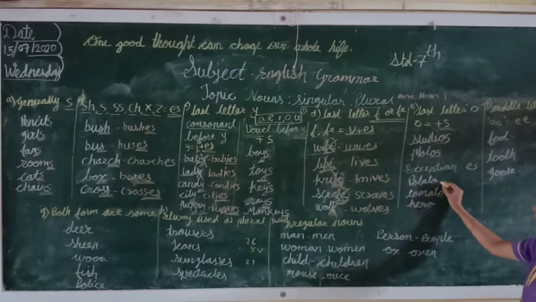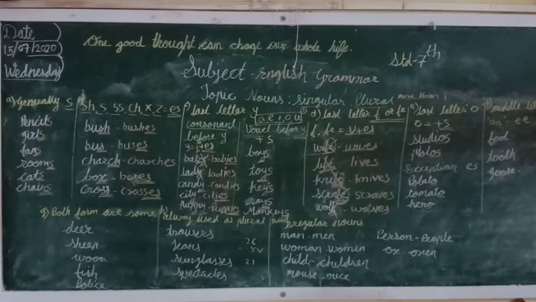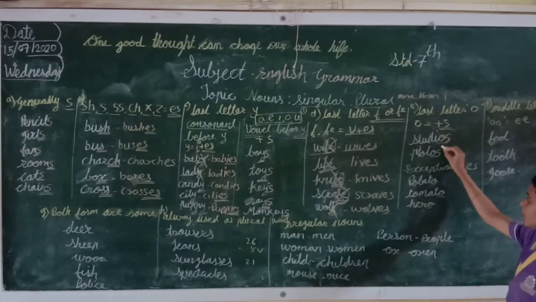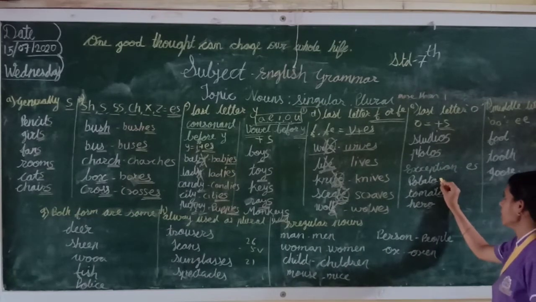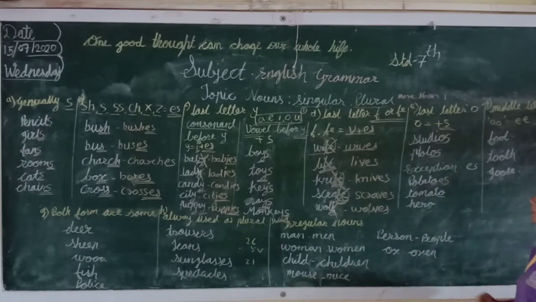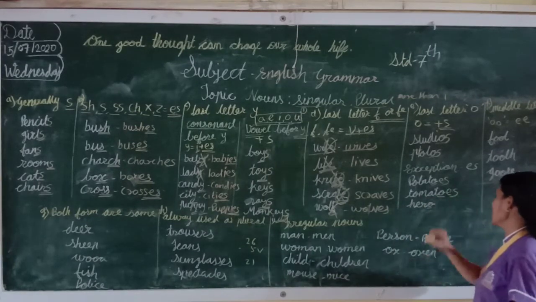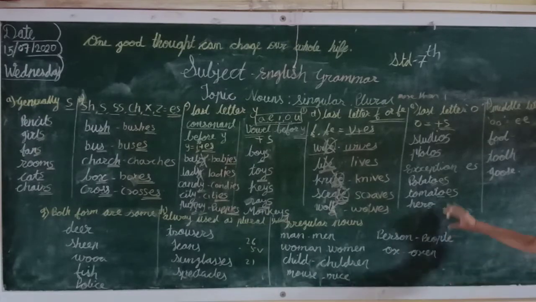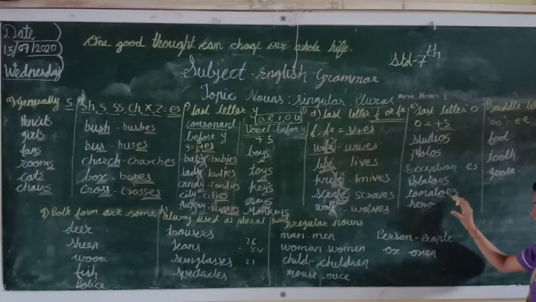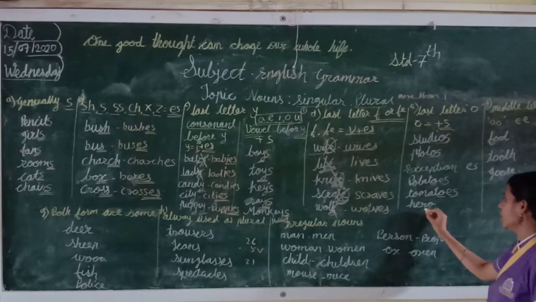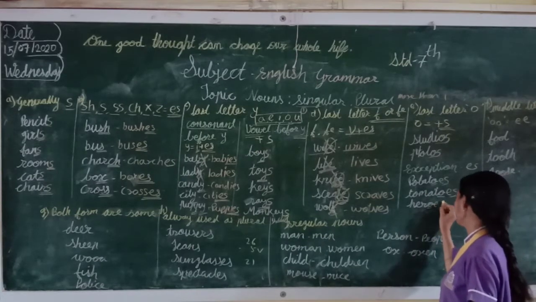Okay, now potato. Potato has the last letter o, but we will not join s. What do we have to join? Es. Okay, potatoes, es. Tomato, tomatoes, we will join es. Okay, students, these are exception words. You have to remember them. Okay, hero, heroes. Okay.